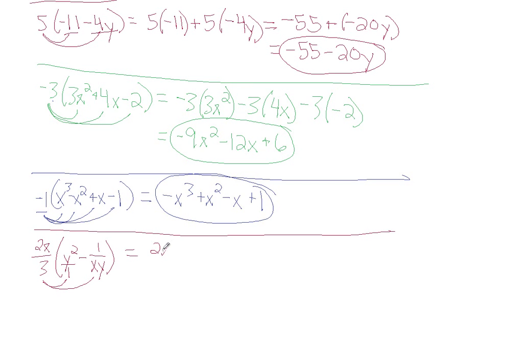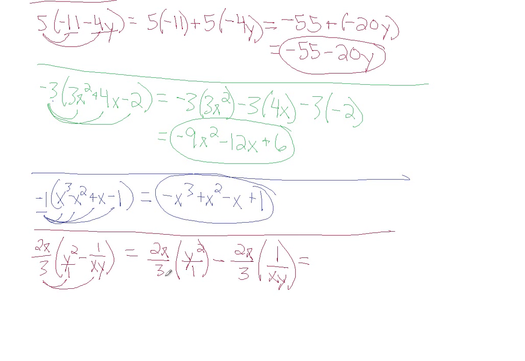So what do we have? We have 2x over 3 times y squared over 1. Then we have a minus 2x over 3 and a 1 over xy. Now we also could have written this as plus 2x over 3 times minus 1 over xy. It would have been the same. It doesn't matter if the minus sign is on the 2x over 3 or on the 1 over xy. We're still multiplying a positive and a negative, so it doesn't matter which term has the negative on it. So let's move on.